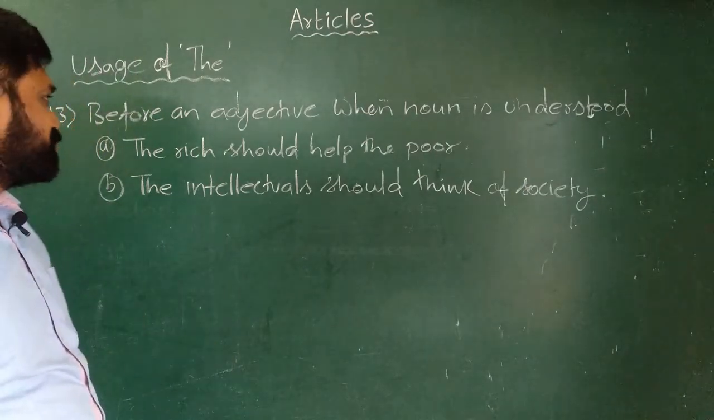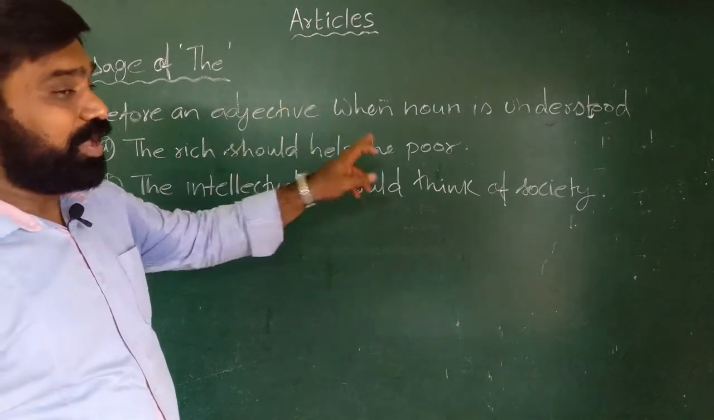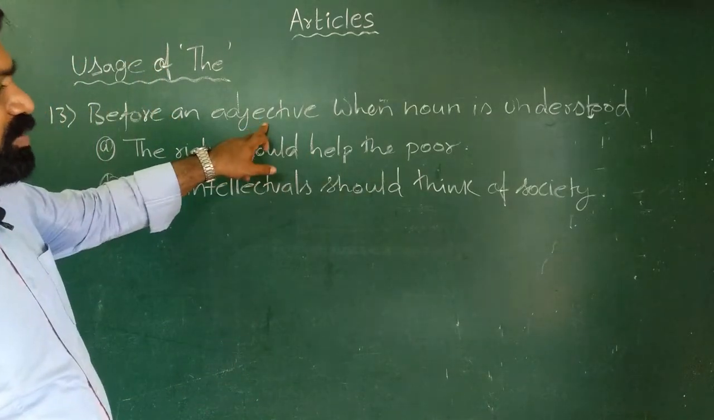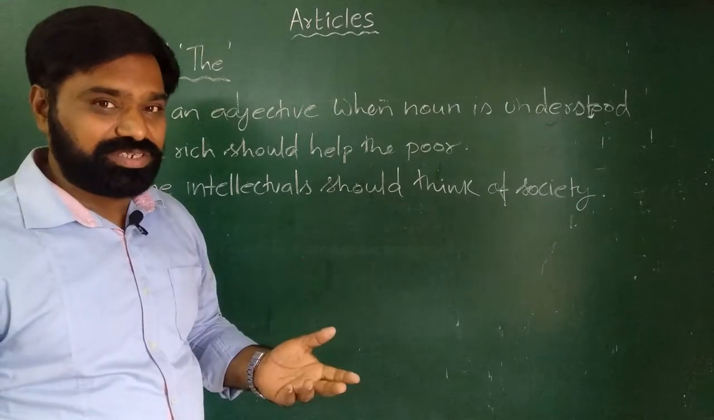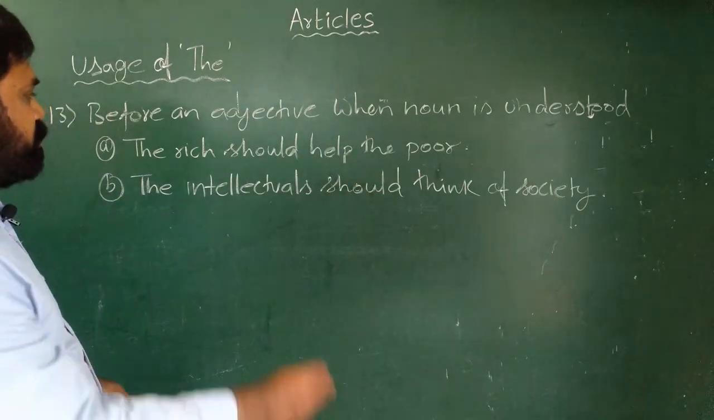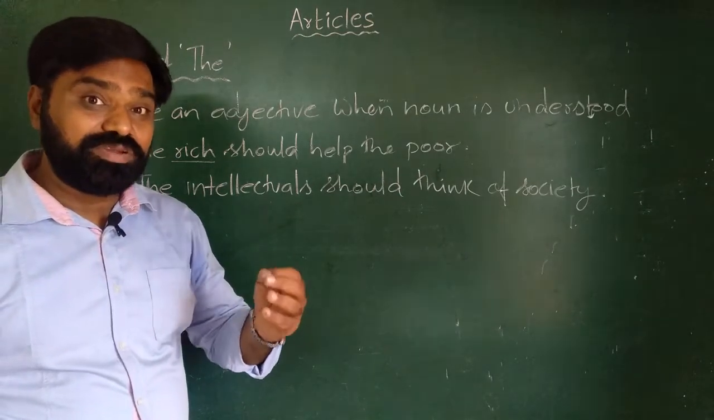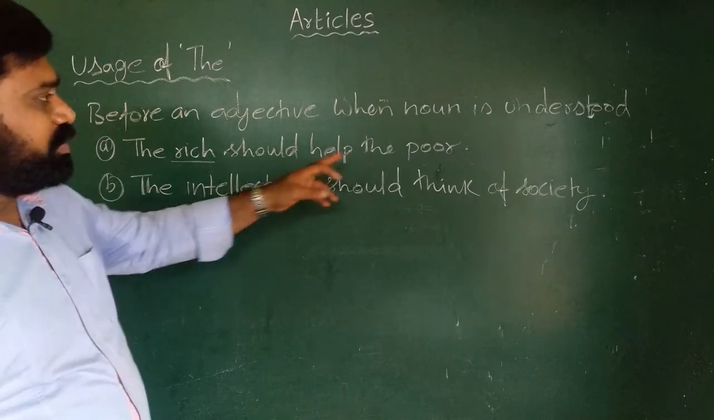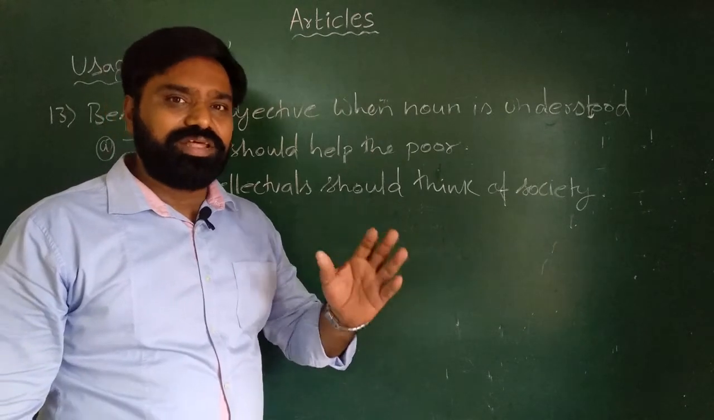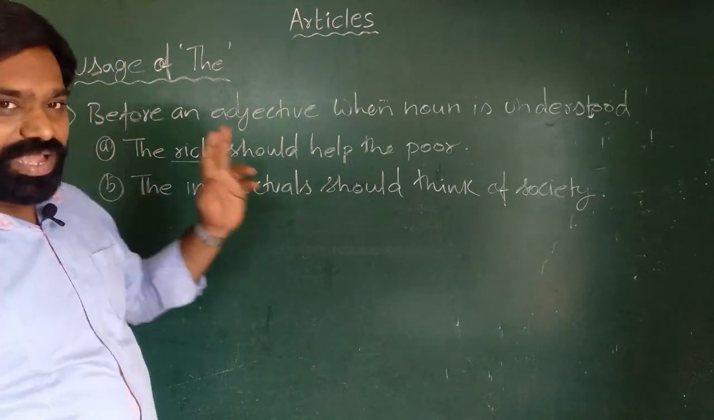And finally, the last one, we should use the article the before an adjective when the noun is understood. Now you should catch the point here. You are given an adjective, but the noun is not mentioned. It is understandable. For example, the rich should help the poor. Here we are using only the adjective, the rich. The rich here refers to the rich people. Similarly, the poor refers to the poor people. I am not mentioning the nouns here, I am only mentioning adjectives. So we can use the article the before the adjectives.